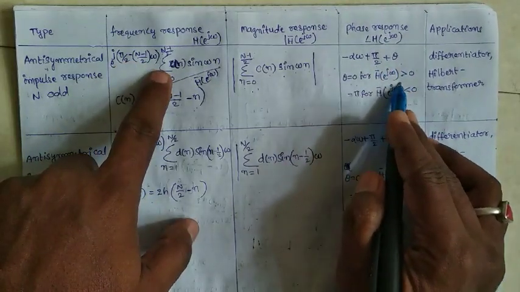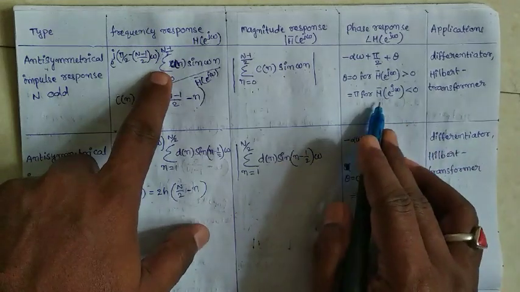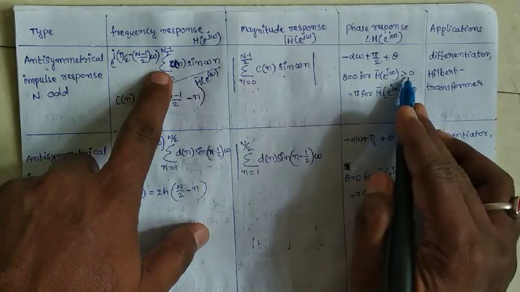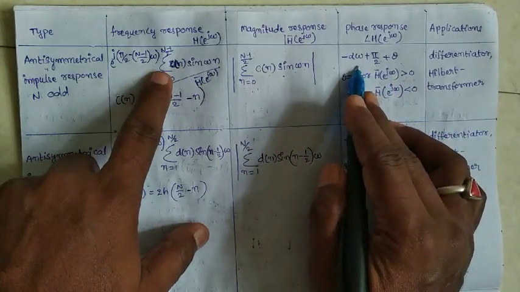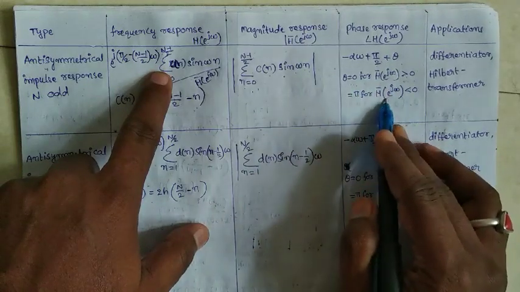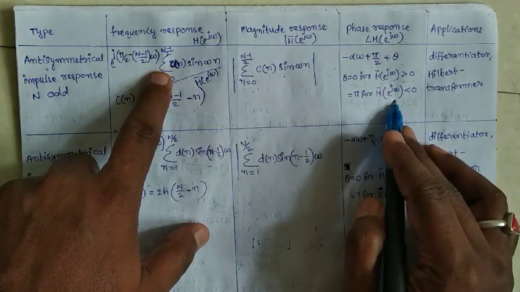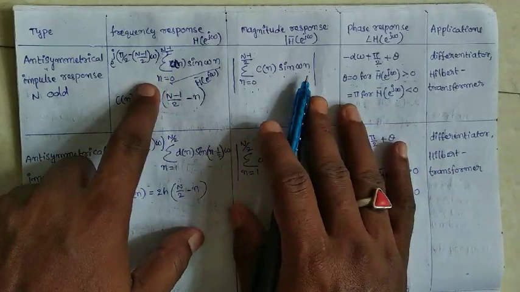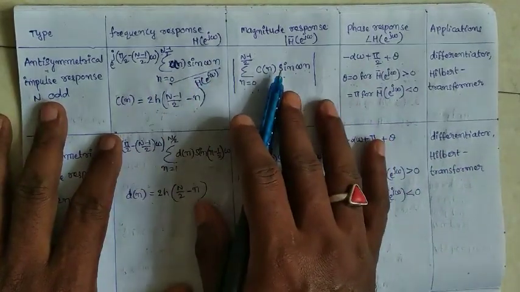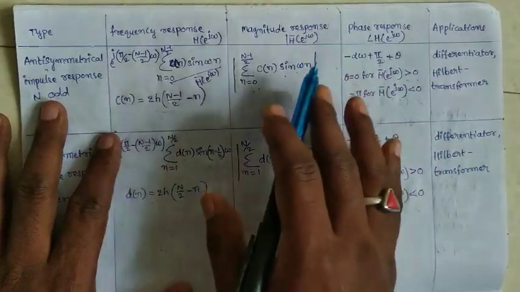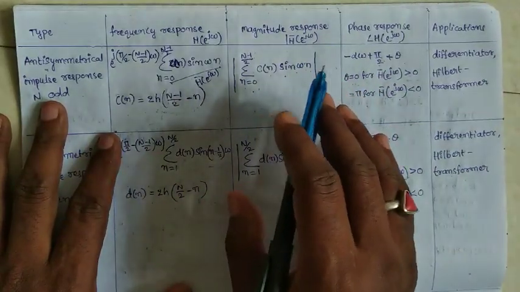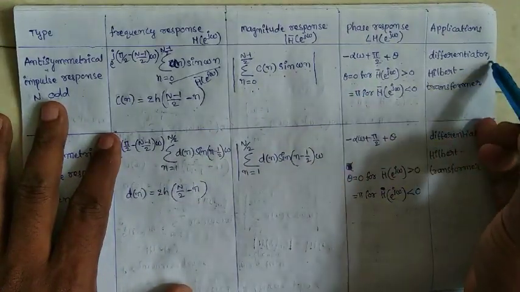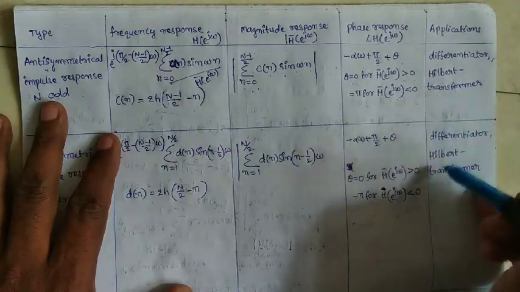Theta is 0 for H bar of e power j omega greater than 0, and pi otherwise. We add this phase angle with 0 when H bar of e power j omega is greater than 0, and when H bar of e power j omega is less than 0, we add pi. By this, for anti-symmetrical impulse response, for capital N odd and even, we implement differentiators and Hilbert transformers, for both cases.